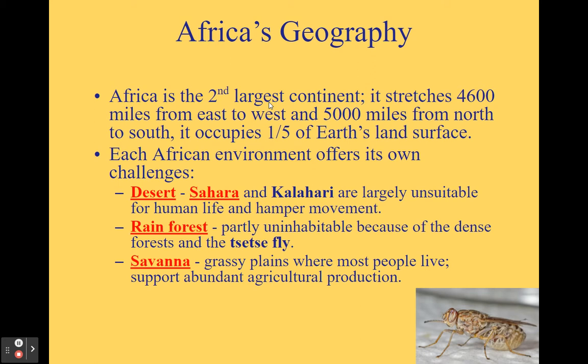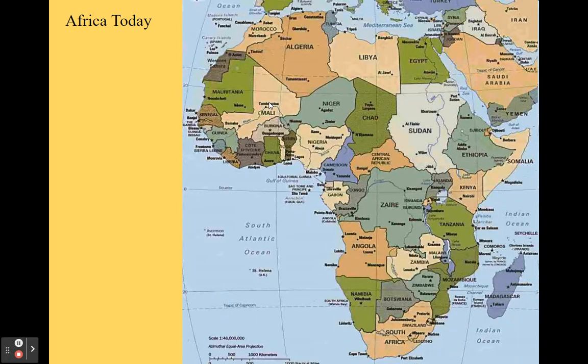The Sahara and the Kalahari are largely unsuitable for human life and they hamper movement, which is why, if we go back to the map, you can see the areas that have a lot of desert. Those countries are much larger than the ones that don't. That's because a lot of this land is unusable due to the desert.